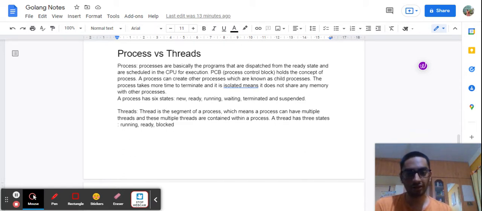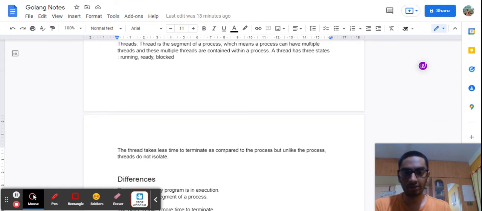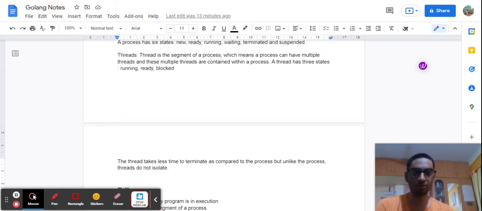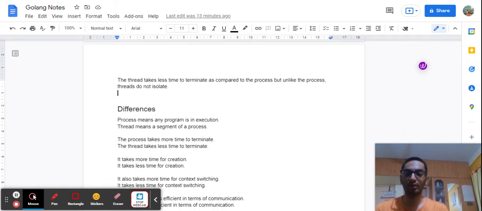So let's look at what threads are now. A thread is a segment of a process, which means that a process can have multiple threads and these multiple threads are contained in a process. A thread is basically a lightweight process, meaning that it shares its memory, unlike processes. There are three states for a thread, which are running, ready, and blocked.